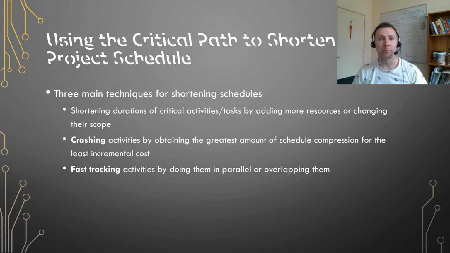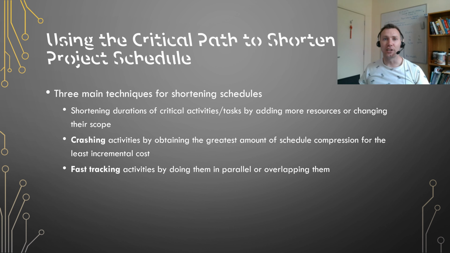If you want to finish your project faster, you need to decrease the length of the critical path. These are the ways that you can decrease your critical path. You can add more resources to tasks on that path, or you can fiddle with the scope of the tasks and change the duration that way.